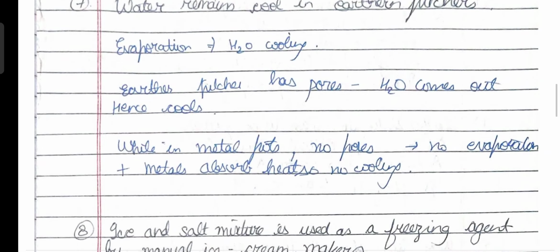But in case of a container made of metal, first of all there are no pores, and secondly, due to absence of pores, no evaporation takes place because it is covered from all sides. The other reason is that metals start absorbing the heat. Therefore no cooling takes place, and in case of a metal container or a metal pitcher, the water does not remain cool.